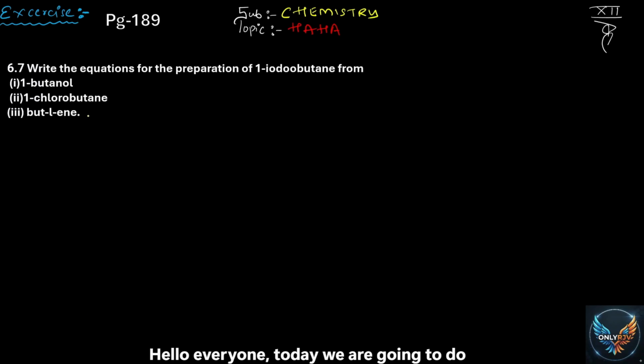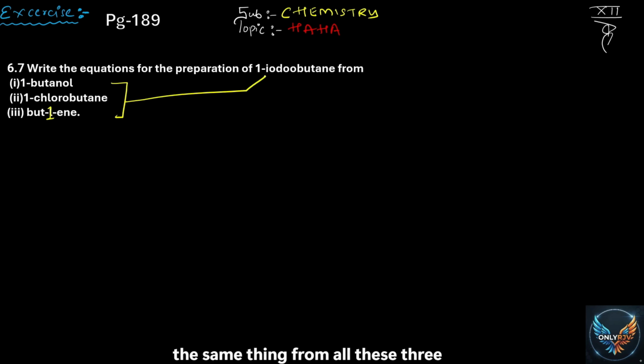Hello everyone, today we are going to do 6.7, page number 189, haloalkane haloarene exercise question. So let's start. The question is, write the equation for the preparation of 1-iodobutane from 1-butanol, 1-chlorobutane and but-1-ene. That means you have to prepare the same thing from all these three compounds.